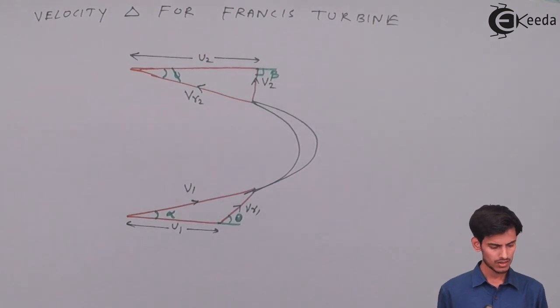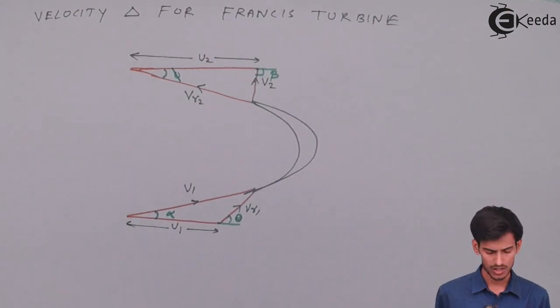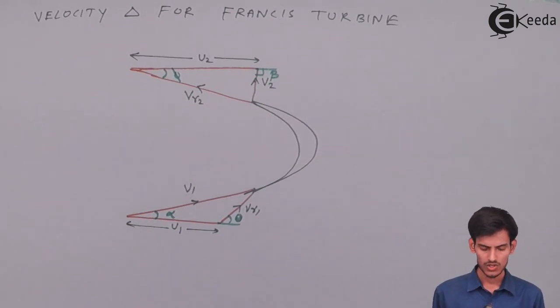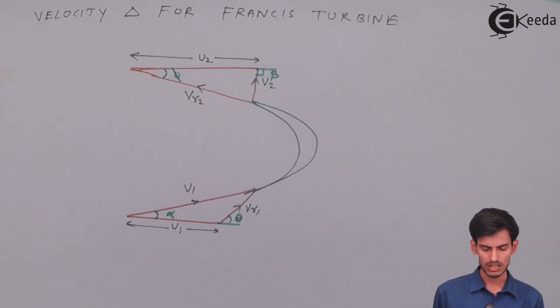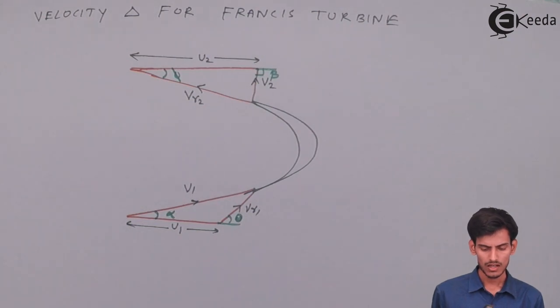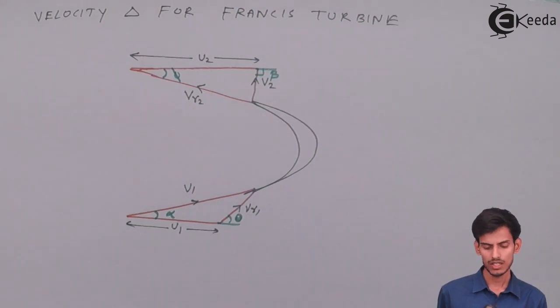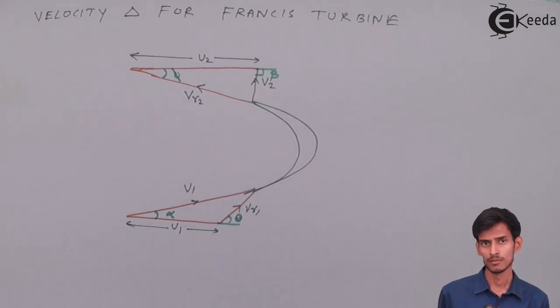So alpha is the inlet blade angle, or we can call it the guide vane angle, which is the angle made by the absolute velocity with the horizontal. Theta is the angle made by the relative velocity with the horizontal. Phi and beta. Here, since the velocity at the outlet is axial, V2 has to be drawn perpendicular, and beta has to be 90 degrees.